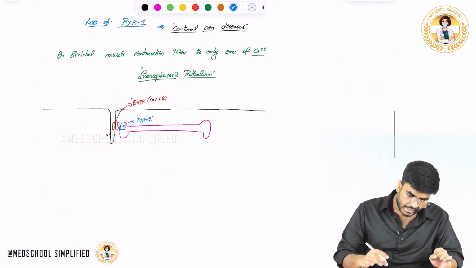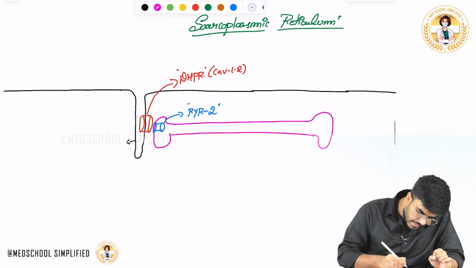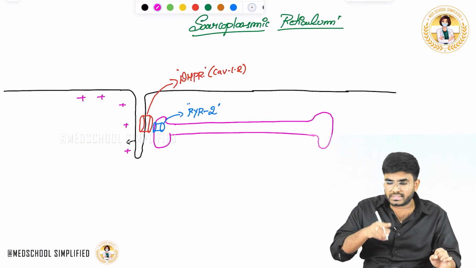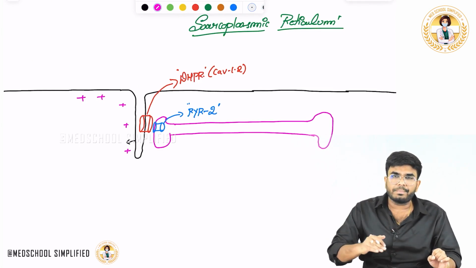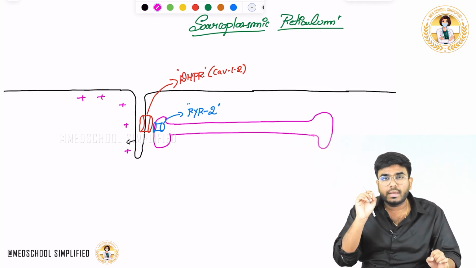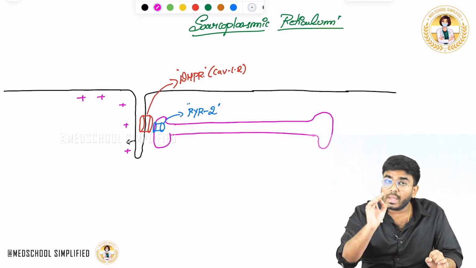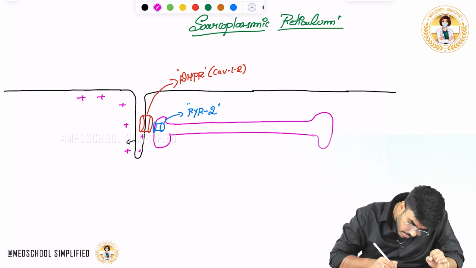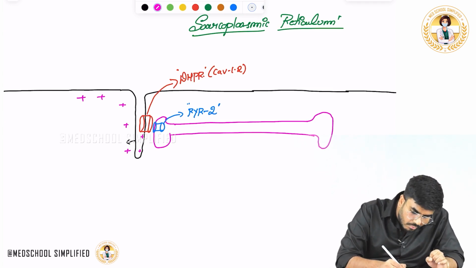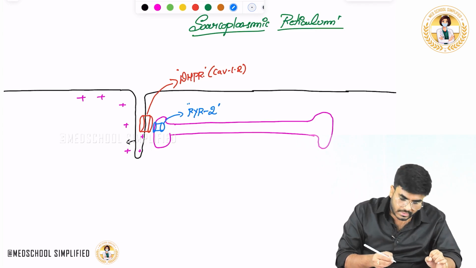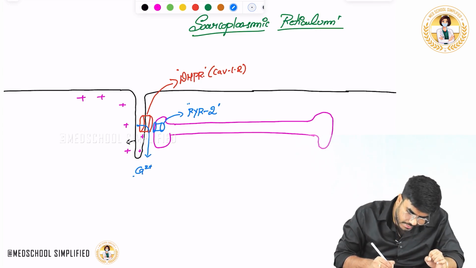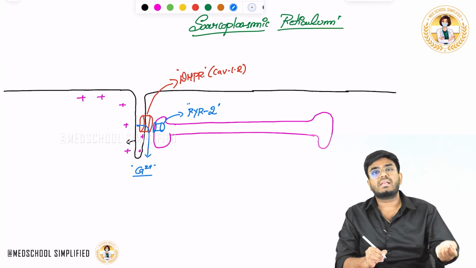So what exactly happens when the muscle membrane is getting depolarized? The depolarization is sweeping on the T-tubule. Now what happens for the first time? When the depolarization is coming towards this DHPR channel, from the extracellular fluid, first calcium will come into the cell.